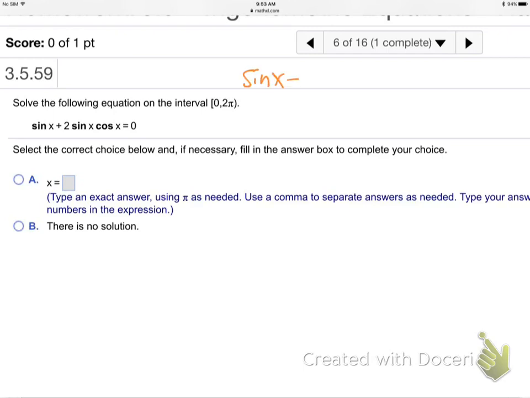Okay, so sine plus 2 sine cosine equals 0. All right, let me just let you try. Any thoughts what we could do with that thing? Factor. Factor, for sure. Good job.